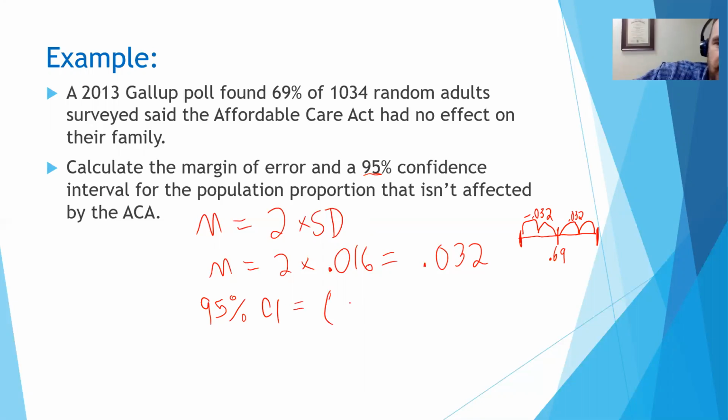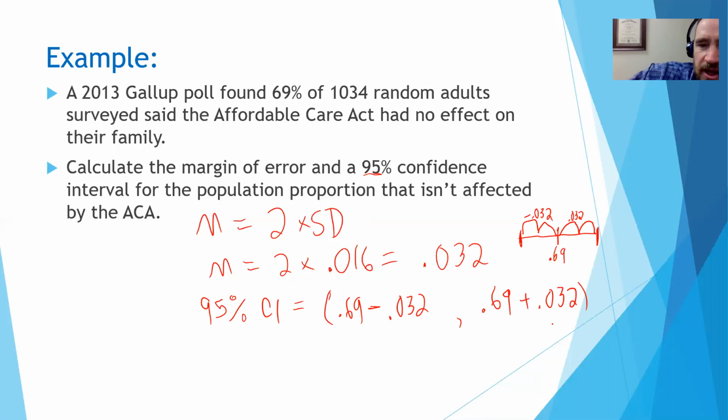is 0.69 minus 0.032. And that's going to be the low end. And then the upper end, 0.69 plus 0.032. And a lot of times for confidence intervals, we use this notation.